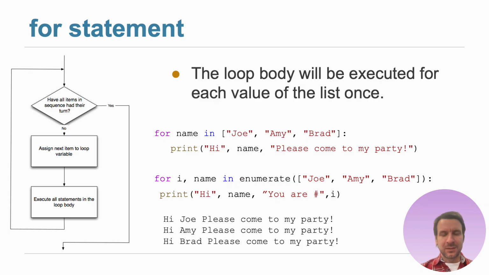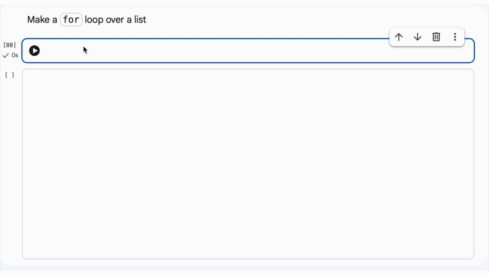The code that is under the for loop is indented, so in this case it will print, "Hi Joe, please come to my party. Hi Amy, please come to my party. Hi Brett, please come to my party." And when name iterates through all the entries in the list, the code continues below the for loop, over several entries in a list.